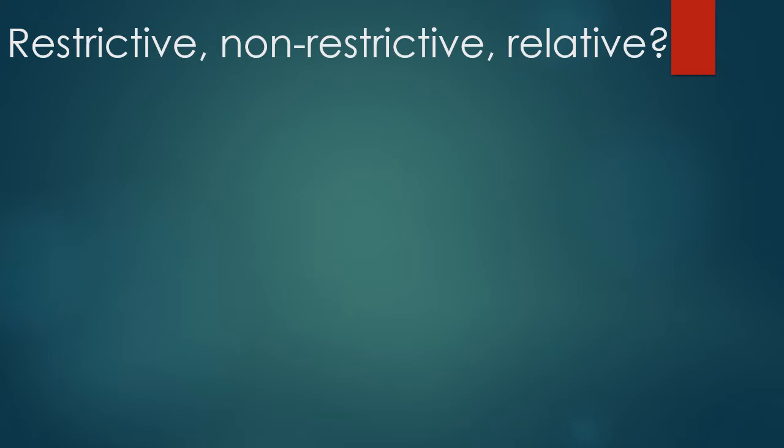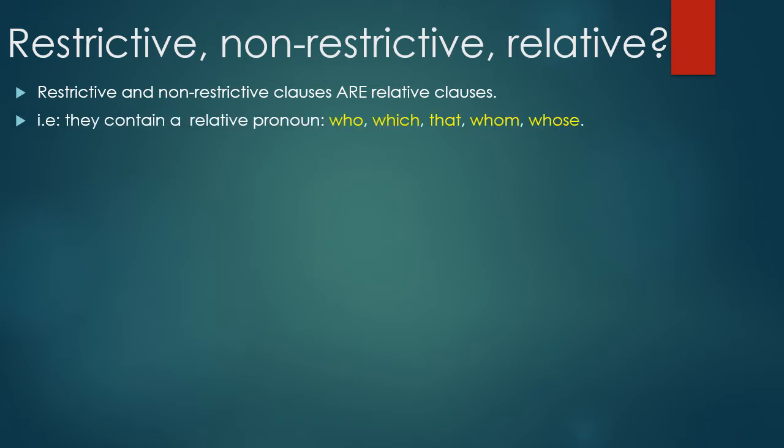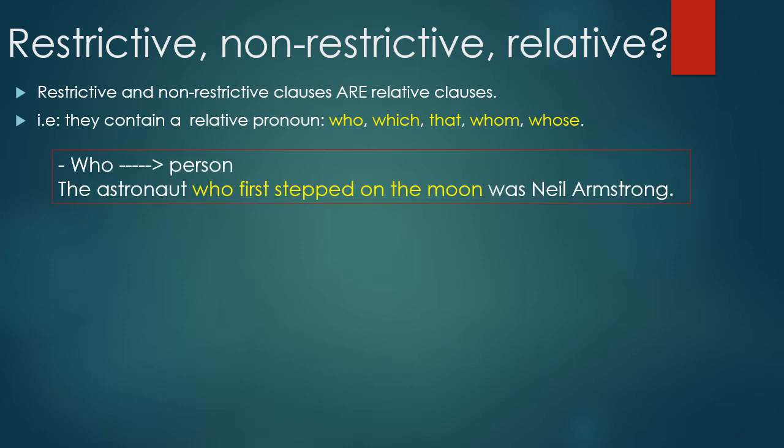Okay. So the first thing we need to do is to know what's the relation between restrictive, non-restrictive, and relative clauses. Both restrictive and non-restrictive clauses are relative clauses. What do you mean by a relative clause? It's one that contains a relative pronoun, and we know the relative pronouns we have in English are who, which, that, whom, and whose. So the first one, who, is usually used to refer to a person, to people, okay?